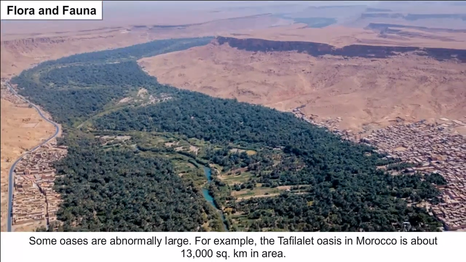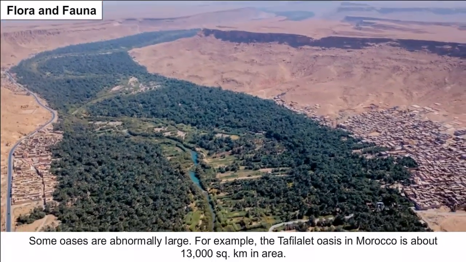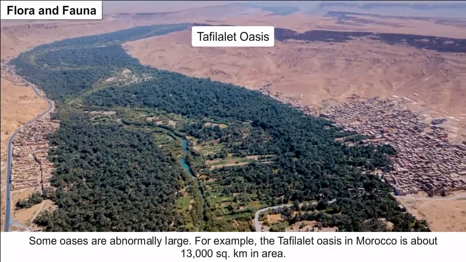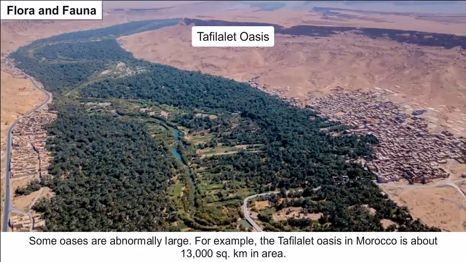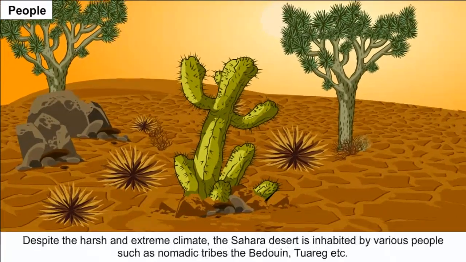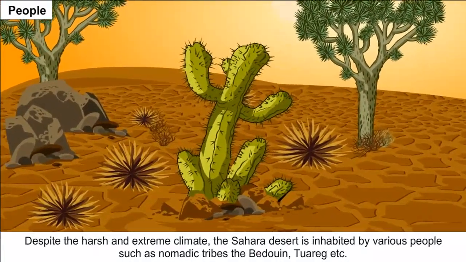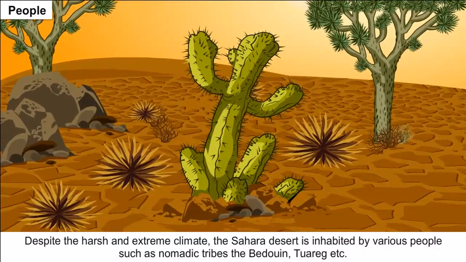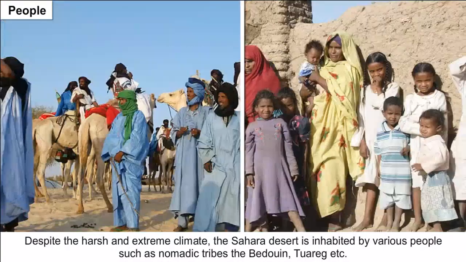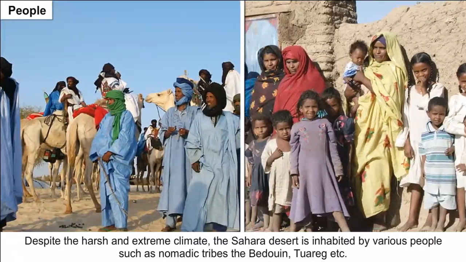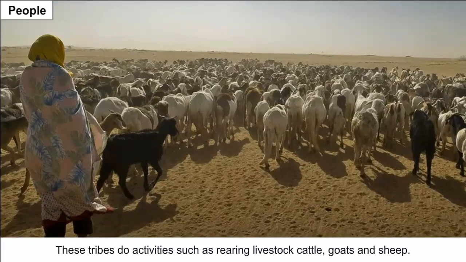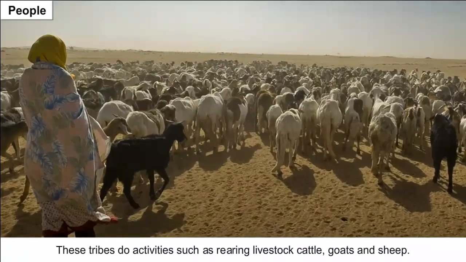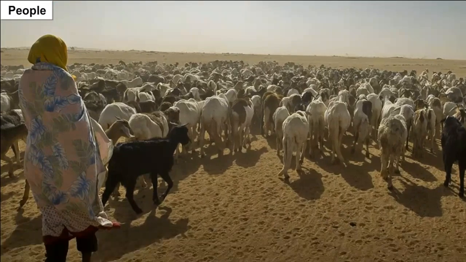Some oases are abnormally large. For example, the Tafilale oasis in Morocco is about 13,000 square kilometers in area. People. Despite the harsh and extreme climate, the Sahara Desert is inhabited by various people such as nomadic tribes, the Bedouins and Tuaregs, etc. These tribes do activities such as rearing livestock, cattle, goats and sheep.